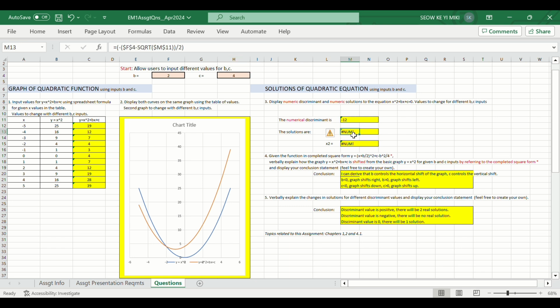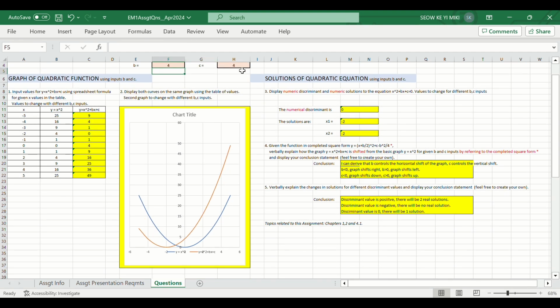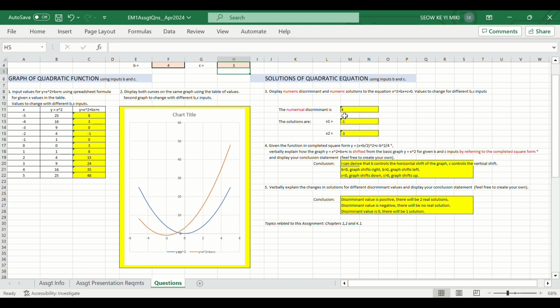For the solutions, x1 and x2, I applied the whole quadratic formula. So negative b minus square root, this M11 comes from over here, the discriminant, divided by 2. For x1 is a negative, for x2 is a positive to get both solutions. And as I change these values, I will get a different discriminant and different solutions.